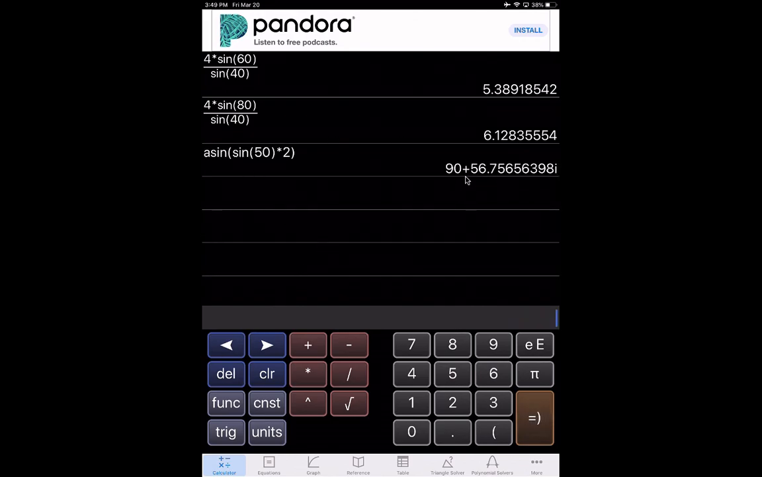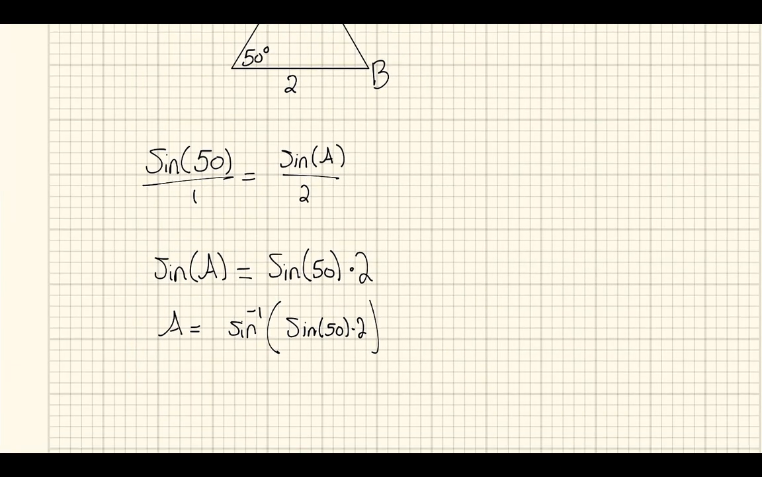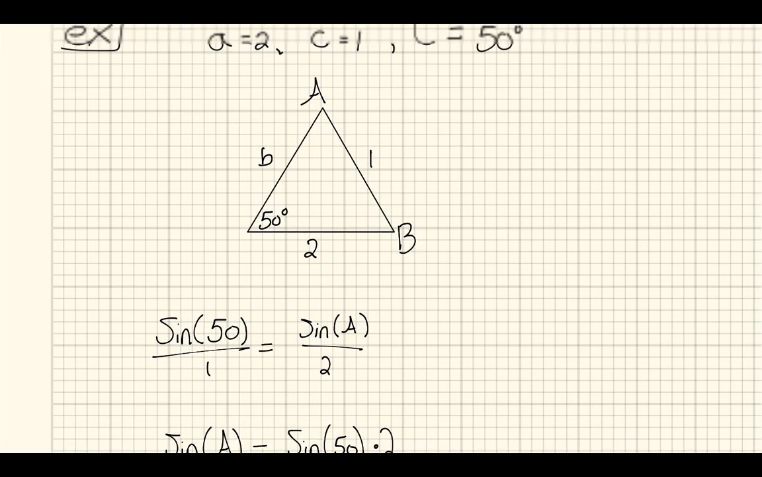What is this? 90 plus 56.756 i. Notice that i there. So this is a complex number. Basically what it's saying is that, I don't know how your calculators are going to output it, probably say undefined or error or something like that. This one gives me a weird imaginary number, letting me know that there's no solution to this one. So there is no angle A in which I can have a sine 50 or an angle of 50, a side length of 1 here, a side length of 2 here. There's no triangle I can use to fit this description.